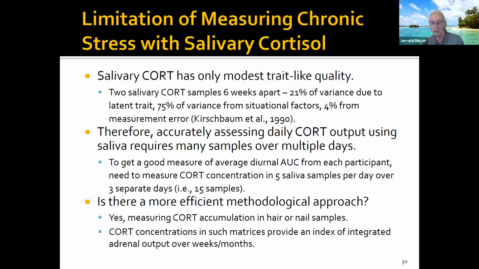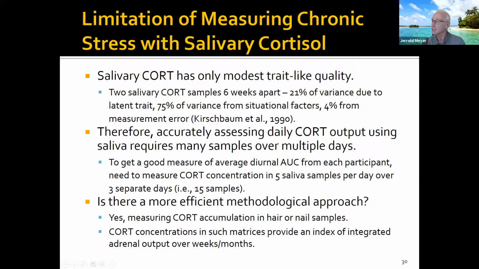So we can look at biological markers in the same way. To what extent does a biomarker have a trait-like quality? And this was actually a number of years ago, again, Kirschbaum's group, they've done so much wonderful work, assessing mathematically the trait-like quality, what they call latent trait of salivary cortisol. So they did this by taking 2 measurements 6 weeks apart. And 75%, well, 21% of the variance was due to the latent trait. So only 1/5 of the variability in salivary cortisol levels can be explained by a consistency of that variable.